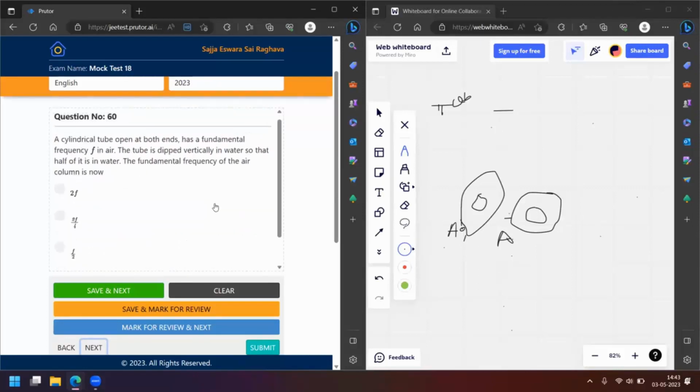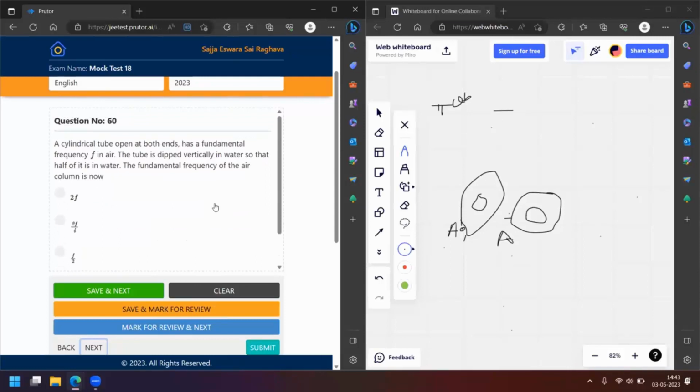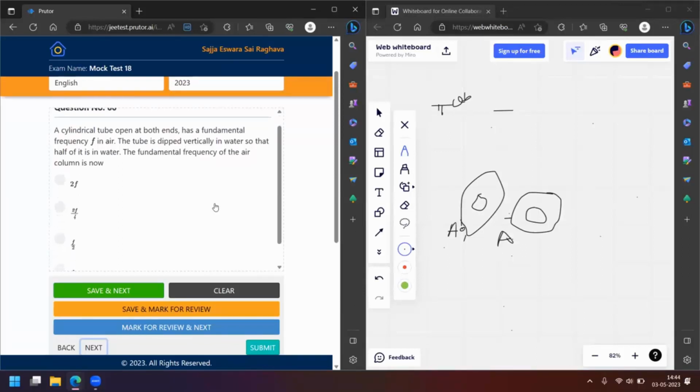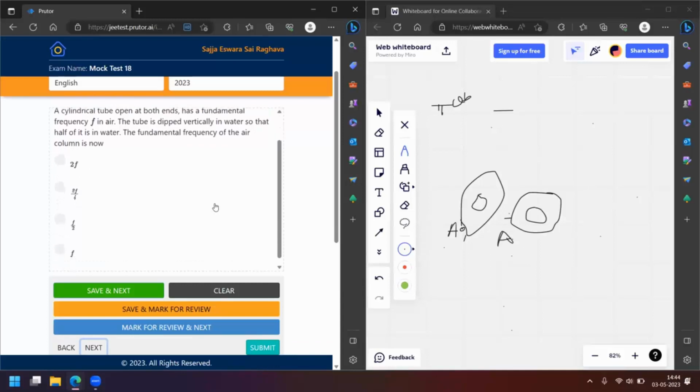Here it says the length of the tube has been halved, so we have to find the fundamental frequency. We can directly use the formula, and we know that the length is half, which will affect the wavelength of the waves.